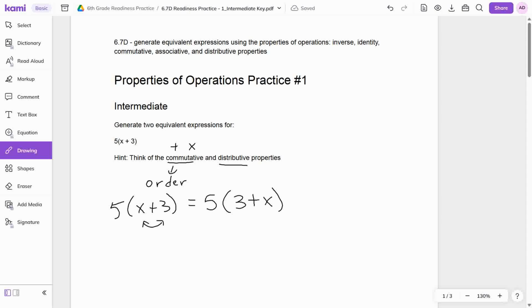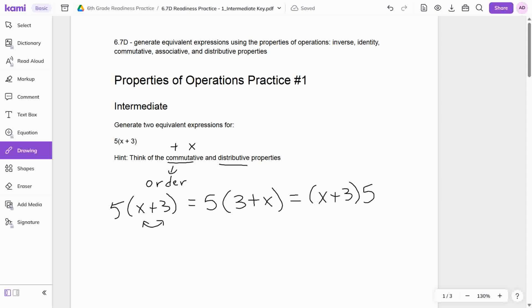We can also swap where that 5 is sitting. Now, typically, we'll put the 5 in the front because it's 5 times, and then x plus 3 is all working together. But what if we did this? x plus 3 times 5. It looks a little bit strange. Either one of those works. So that's how we can use the commutative property to switch the order of the addends or put that factor on the backside.